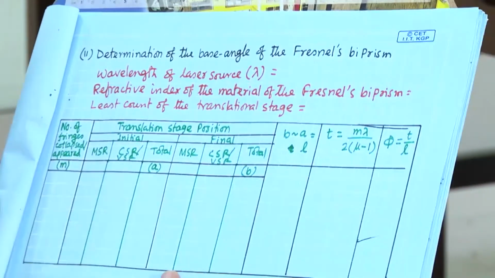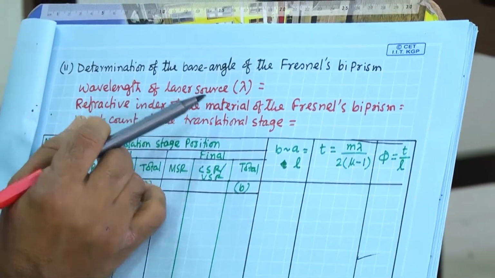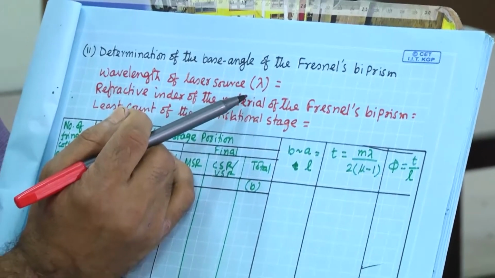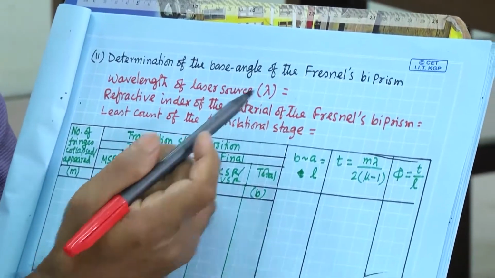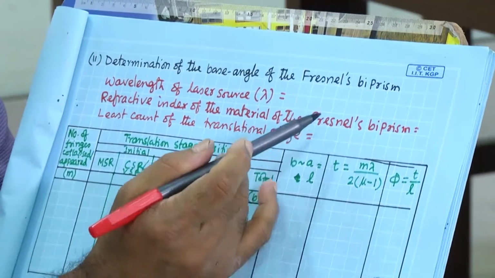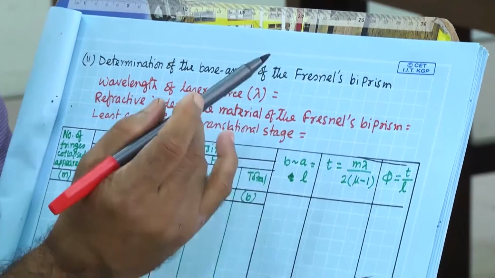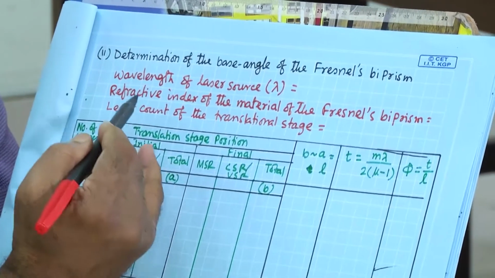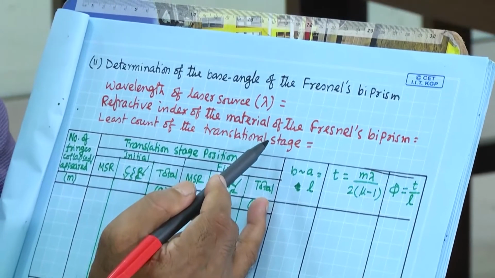For that, the wavelength of the laser source we have measured earlier, or it is supplied. So, you note down the refractive index of the material of the Fresnel's biprism. That is also supplied. So, you have to note down the least count of the translational stage.